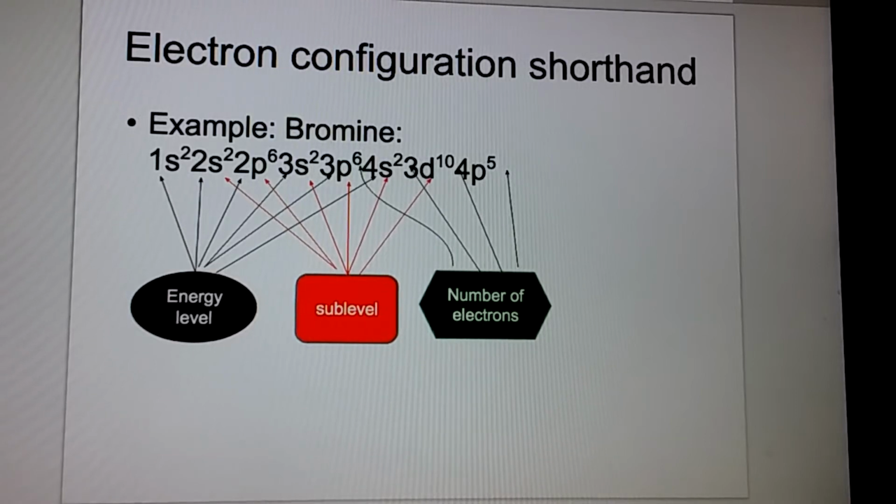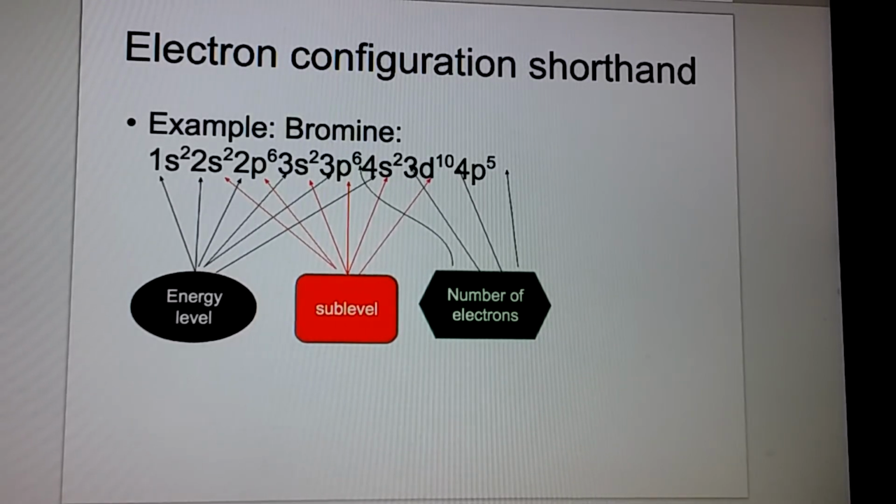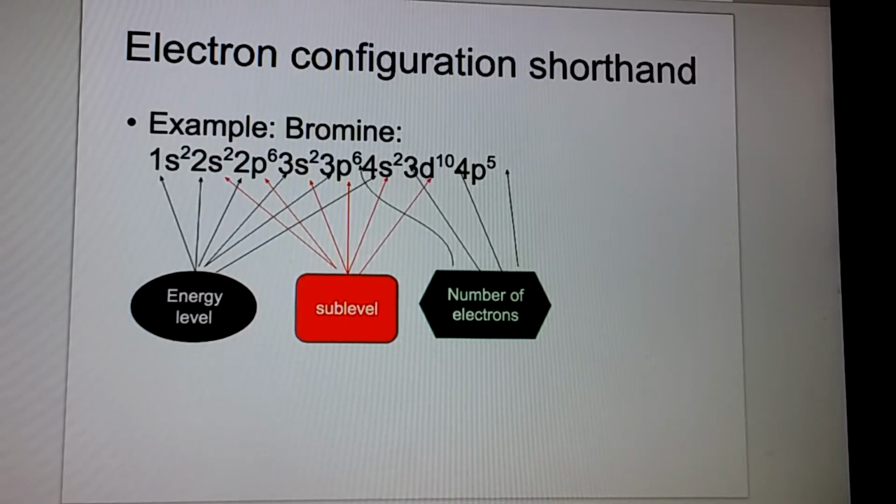Example from bromine. You see the energy level, the whole numbers represent the energy level. Sublevels by the letters, which I know there's plenty of places to tell you what s, p, and d stand for. And then the superscript numbers that go along with the sublevel tell you the number of electrons in those sublevels for that particular element.